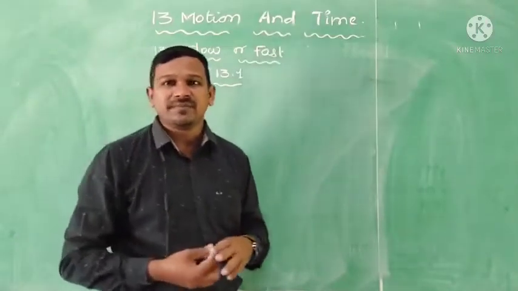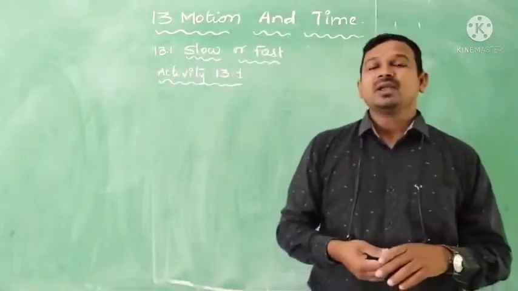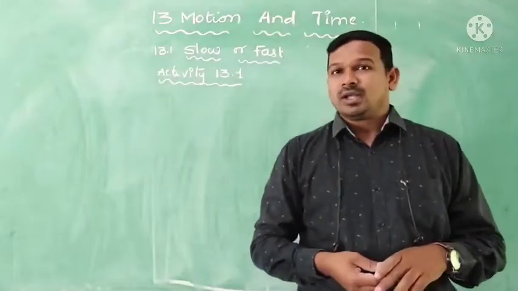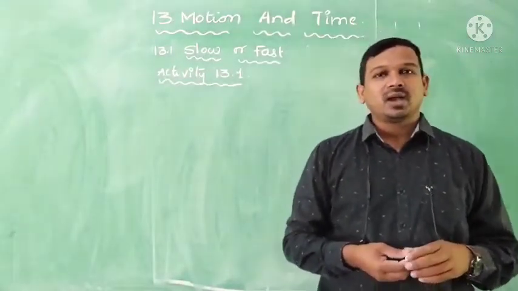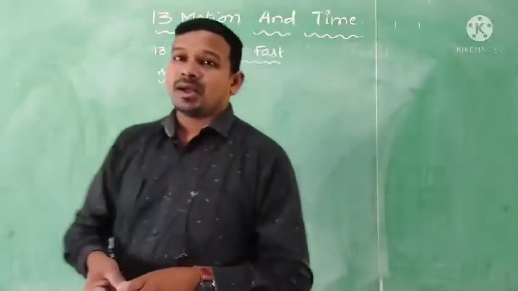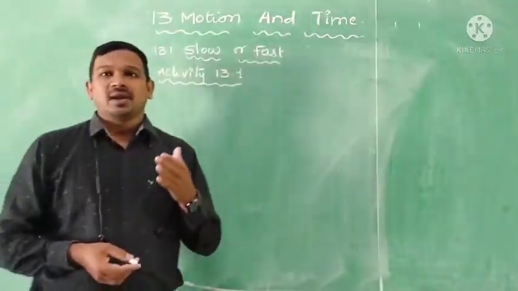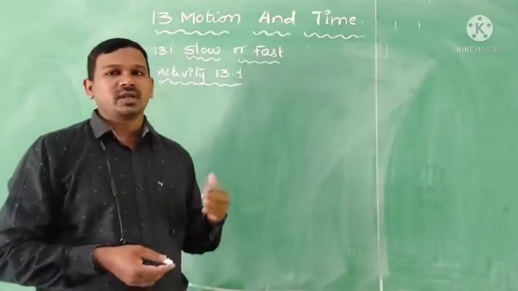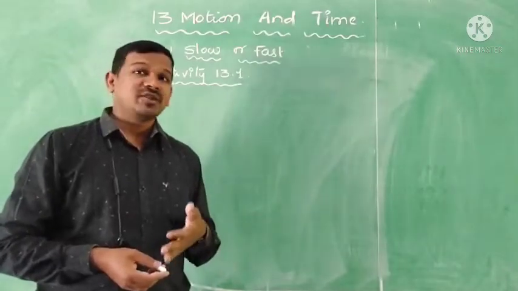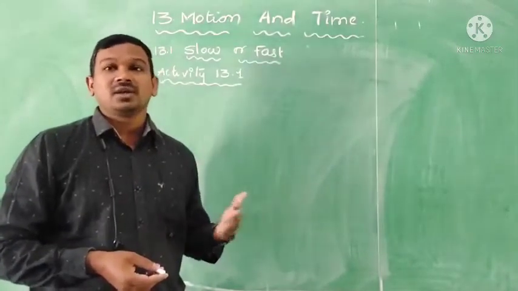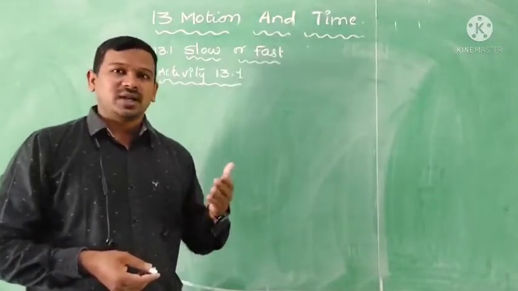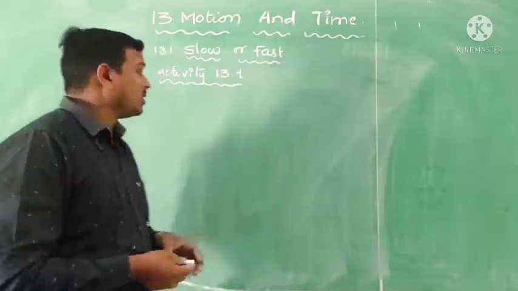In this activity, we are observing a road. On the road, there are three cars: car A, car B, car C. They started at the same time. They need to reach the destination. Whichever car reaches the destination first, we can say that car is very fast. Let's do it here.